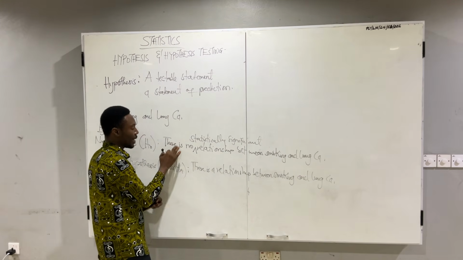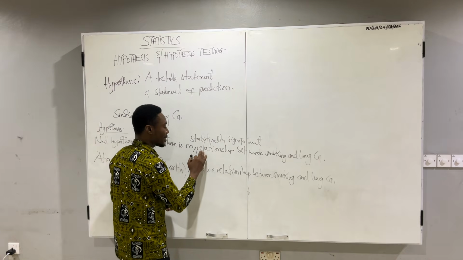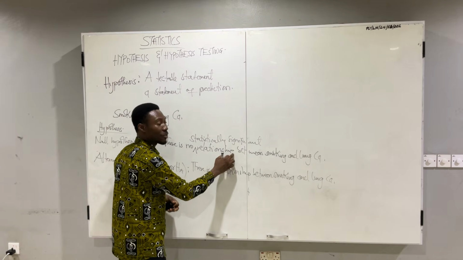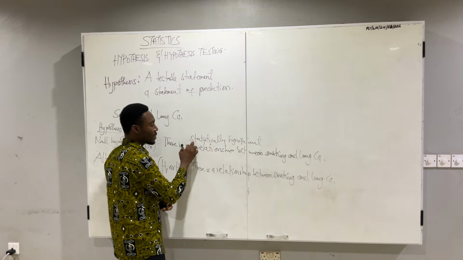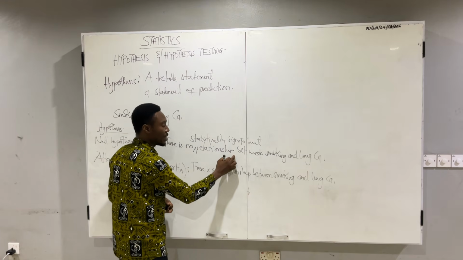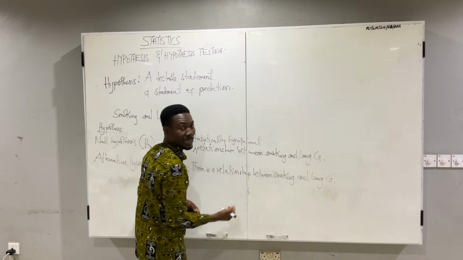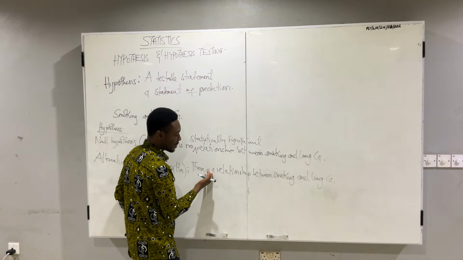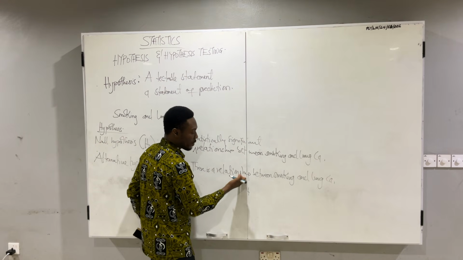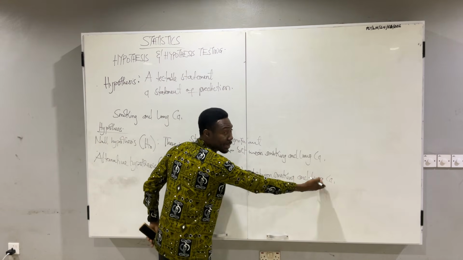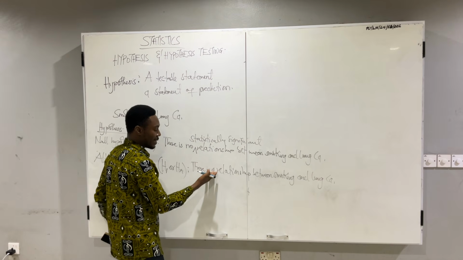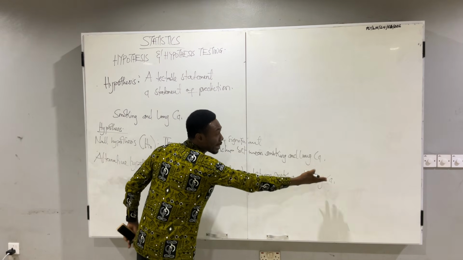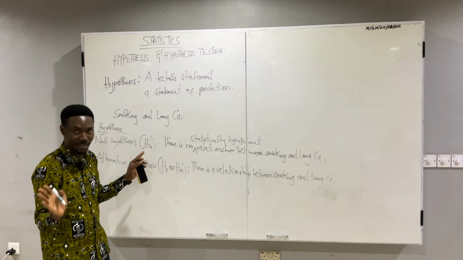You can also say there is no statistically significant association. Instead of the word relationship, some literatures use association. So there is no statistically significant association between smoking and lung cancer. Then when you come to the alternative, you can also say there is a statistically significant association between smoking and lung cancer. Or you can say there is a statistically significant relationship between smoking and lung cancer. That is accepted.